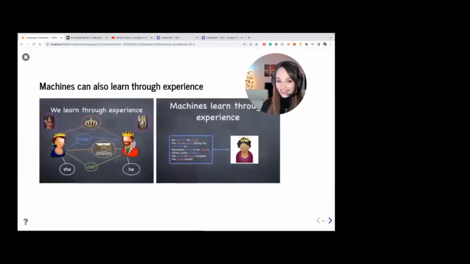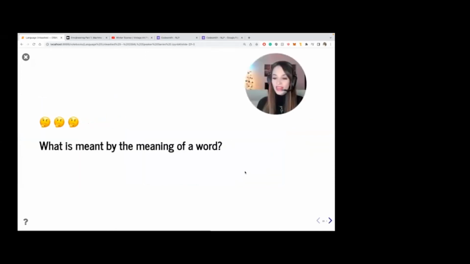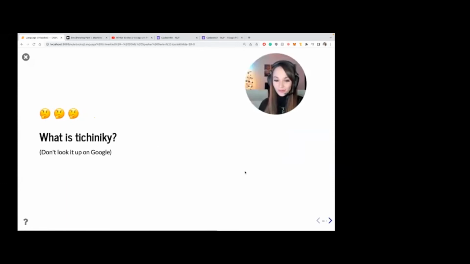So surprisingly enough, machines can also learn through experience. And this is a major spoiler of the talk, because machines learn through experience. Basically, what NLP does is that it consumes tons and tons of text until machines are able to understand the meaning of words. And we're going to see an example about that. So what is meant by the meaning of a word? I know I'm starting to sound repetitive, so let's just go with an example.